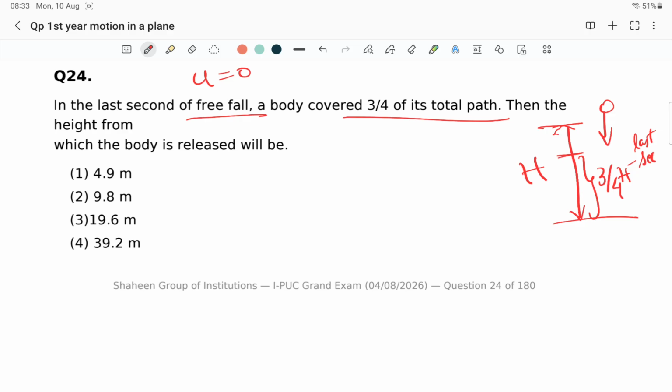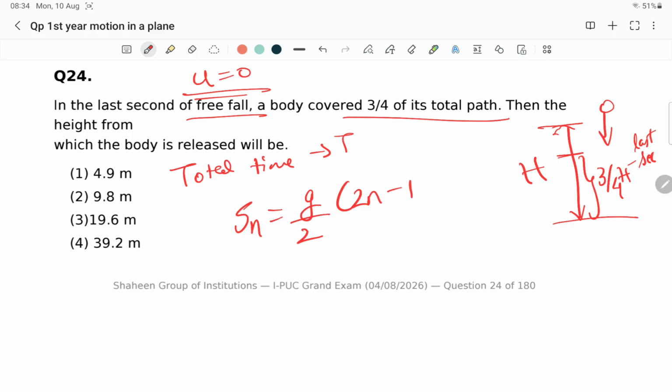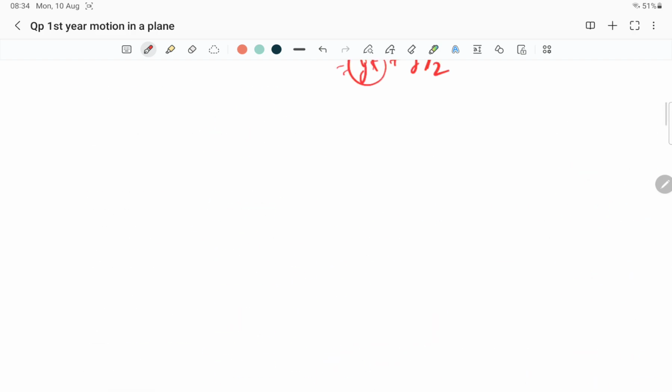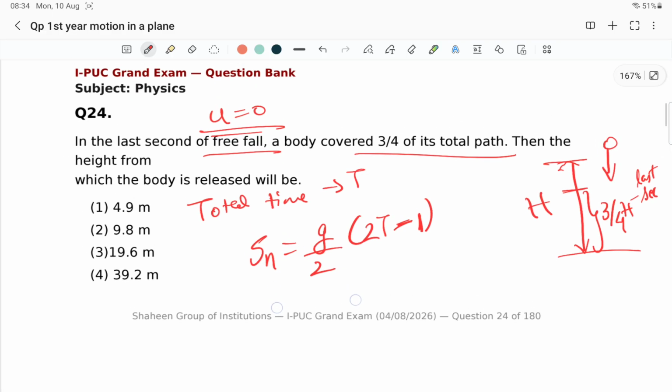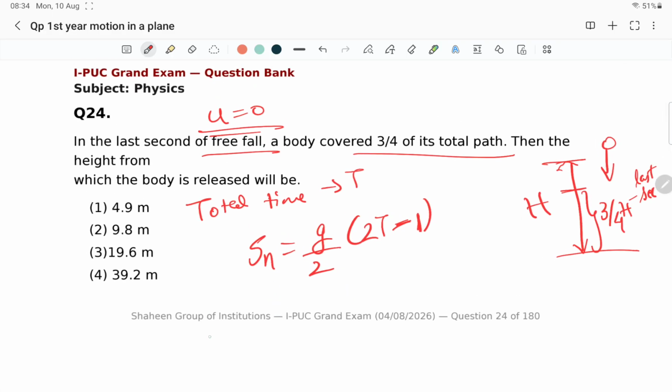So let us say the total time it takes is capital T. Distance in the last second, Sn formula: Sn equals u plus a by 2 into 2n minus 1. U is already 0, so a by 2 is g by 2 into 2n minus 1. Let us say 2t minus 1, because we have taken the time as t. Once this is done, now the formula for total height: h is equal to half gt square, where t is the total time.